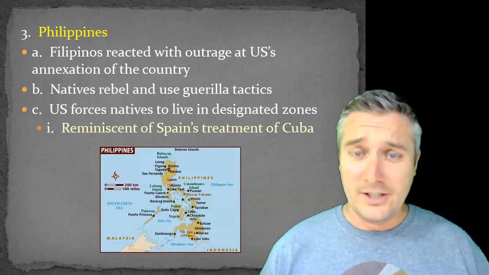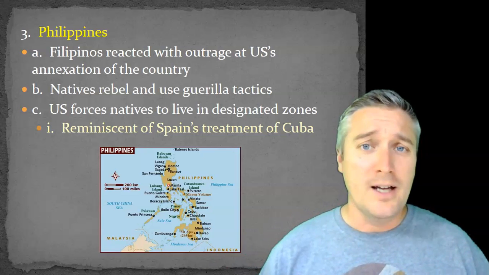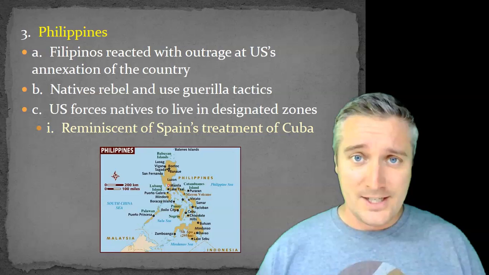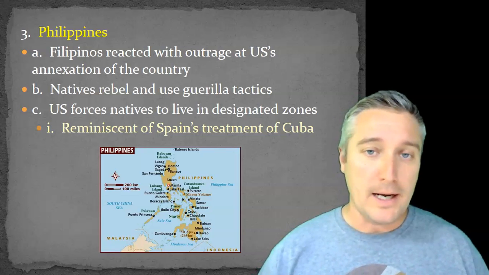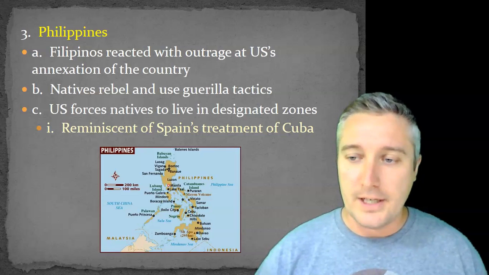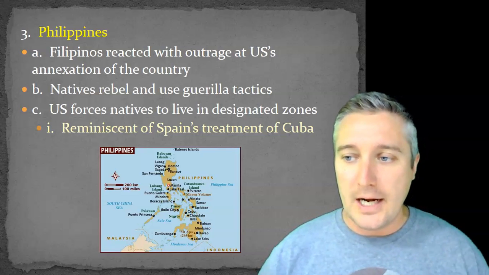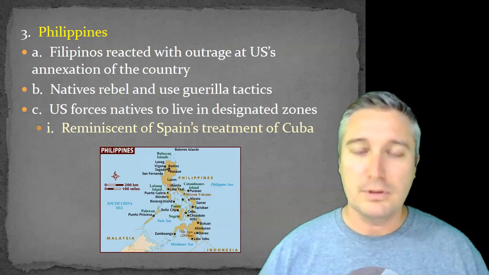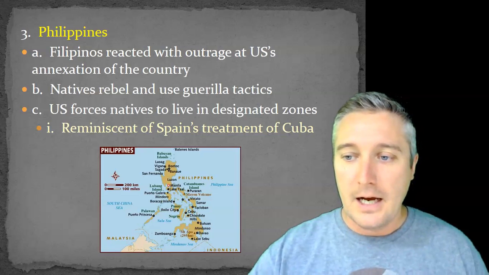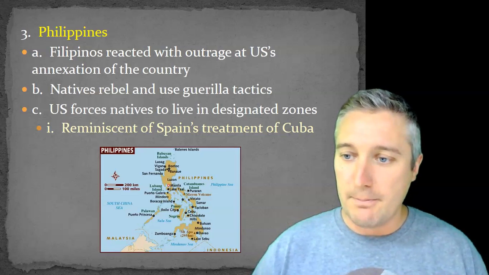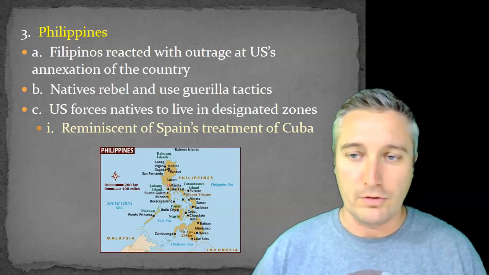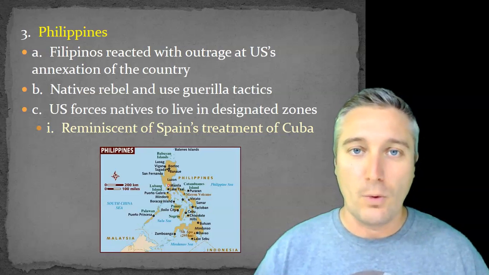This is what got the whole thing started between Spain and Cuba, and now all of a sudden we're doing the exact same thing to keep this colony as a part of our empire. I mean, it's the exact same thing within a year. So it's shocking to me that we could just completely miss that point at the time. But it goes to show the main problem with empire is that people don't like being ruled over, especially when it's a foreign nation like this.